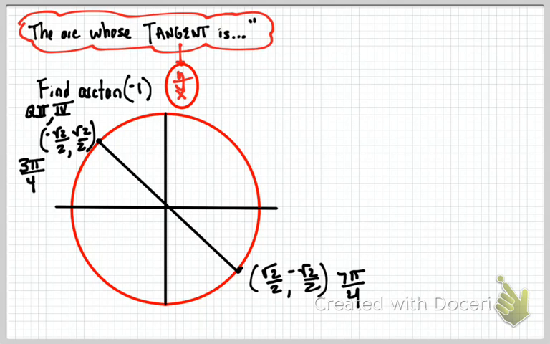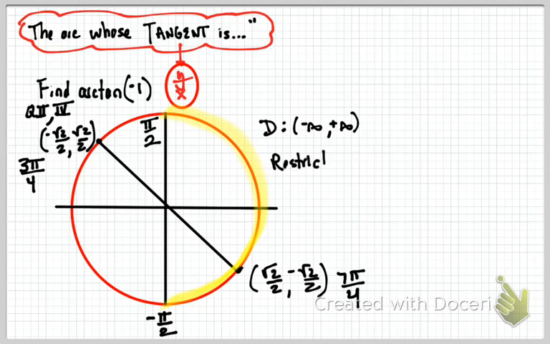The issue is there are two solutions, and we only need one. We need to restrict the range. So if we restrict the range, we end up only looking at this part. Our restricted range would be negative pi over 2, similar to sine, and pi over 2. So our domain here is negative infinity to positive infinity, and our restricted range is negative pi over 2 to pi over 2.